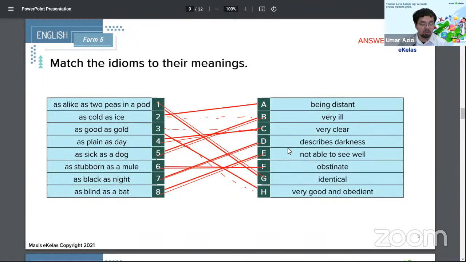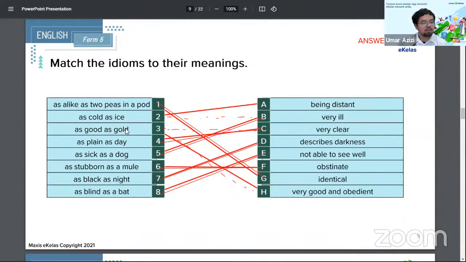Cold as ice, cold. Although it's true that if we get too cold we get a fever, as cold as ice here is being very distant. The literal meaning of as cold as ice could mean to be very ill. However, as its own idiom, it just means that a person is very distant. They're cold, they don't pay attention to you at all. Being reserved, yes, Lokman, good answer.